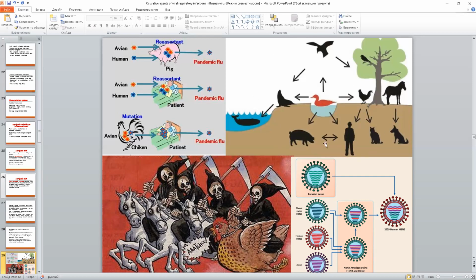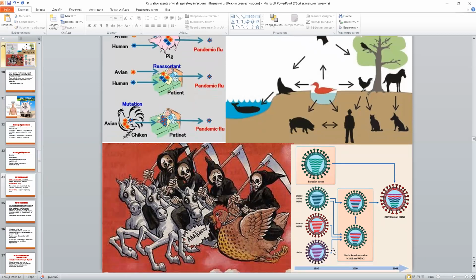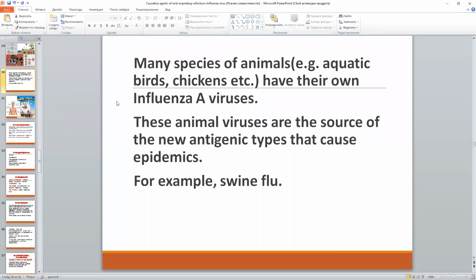Now some strains are common viruses. This picture shows how it is developed. Many species of animals, like, for example, aquatic birds and chickens, have their own influenza A viruses. These animal viruses are the source of the new antigenic types that cause epidemics.